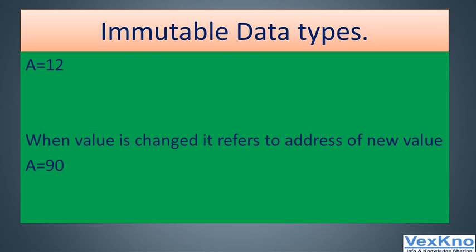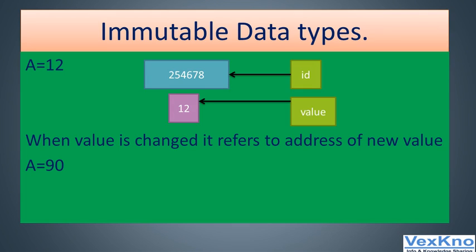In this way, when you change the value, actually the address it refers to changes, because the values have different addresses. In other languages like C and C++, when you store a equal to 12 and change the value of a to 90, the address remains the same, only the value changes. Clear? So this is a little change.